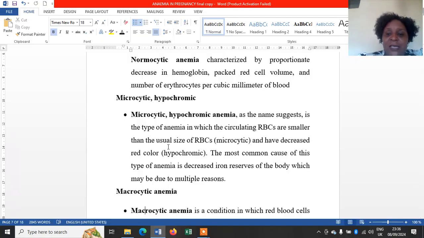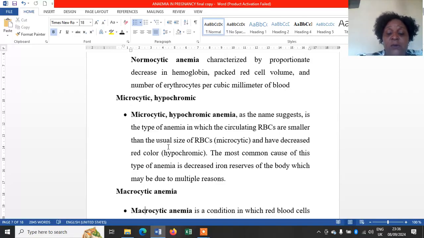As the name suggests, it is the type of anemia in which the circulating red blood cells are small in size, that is microcytic, and they have a decreased red color, that is hypochromic. The most common cause of this anemia is decreased iron reserves in the body, which may be due to multiple reasons.